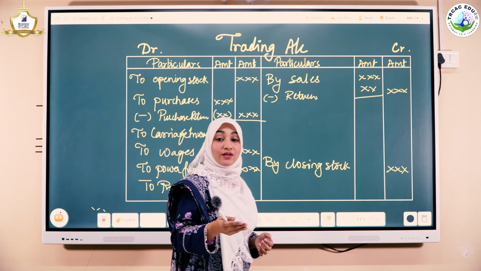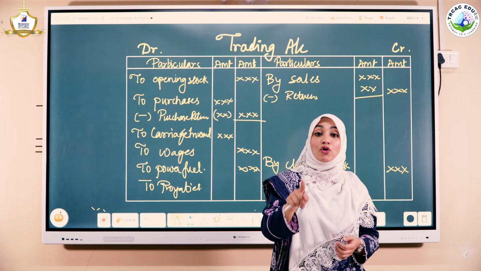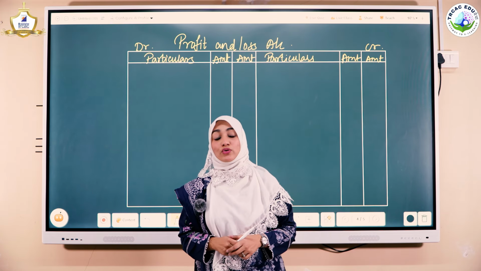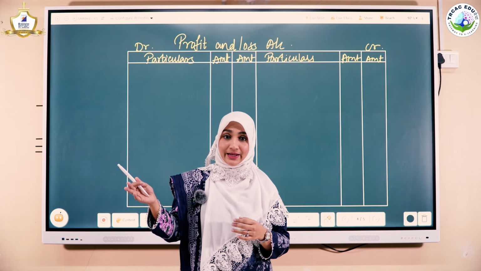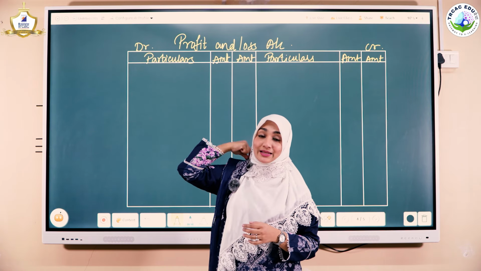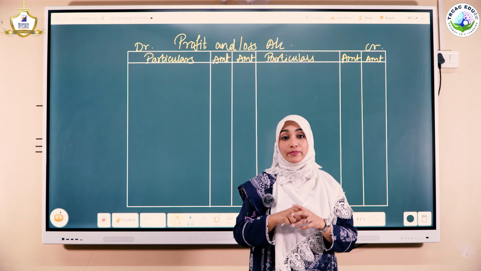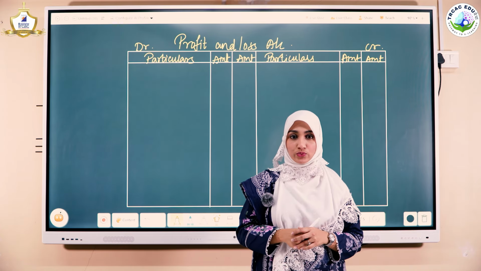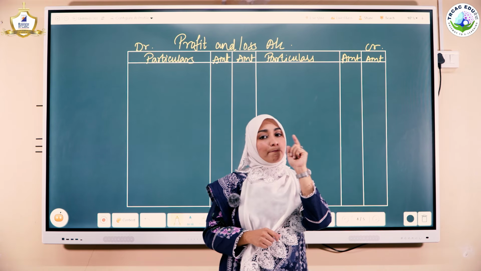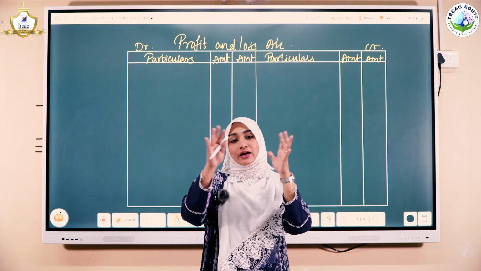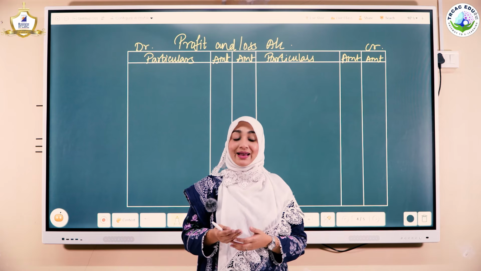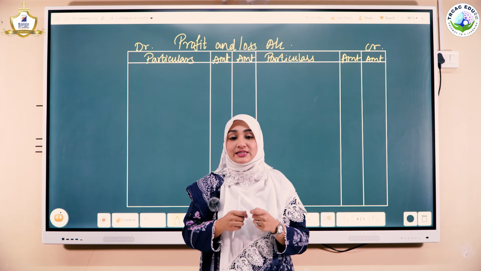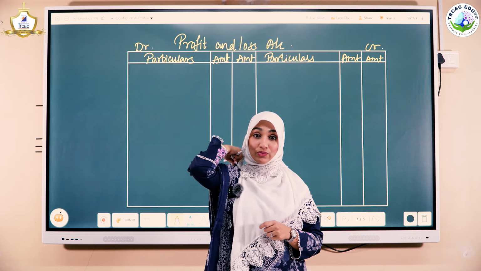Now we will move forward with our next account, which is profit and loss account. So here we go. Again, the format of profit and loss account is very similar to your trading account. It is divided into two equal sides, correct? The left hand side is the debit side and the right hand side is the credit side with two columns of amount and particulars. Now, the important part is, if trading account takes into consideration all the manufacturing expenses and the income from the sale, then what exactly comes into the profit and loss account?